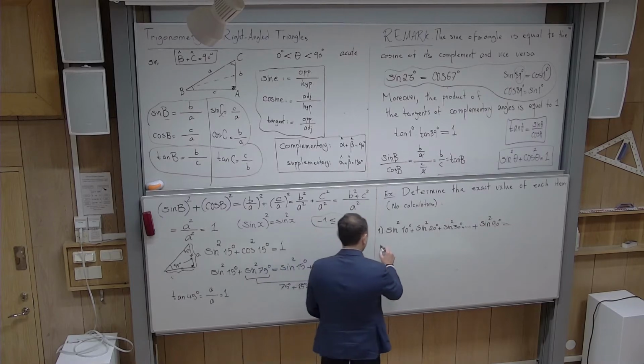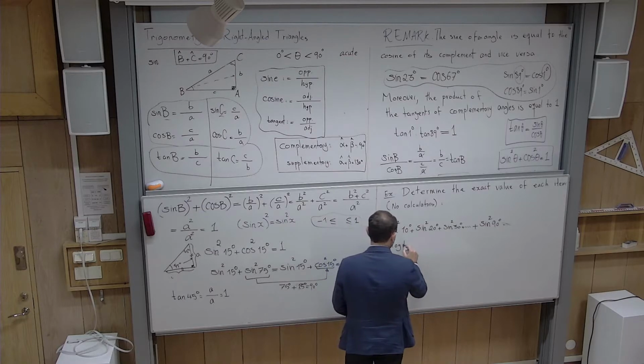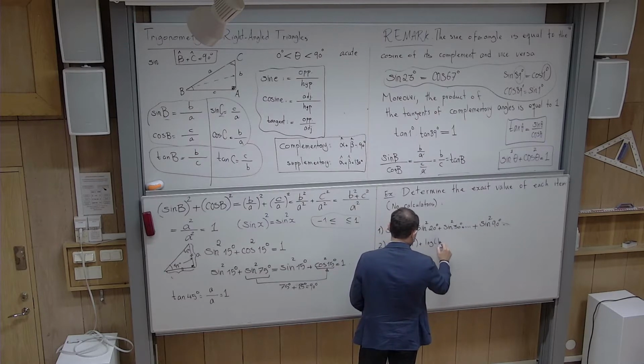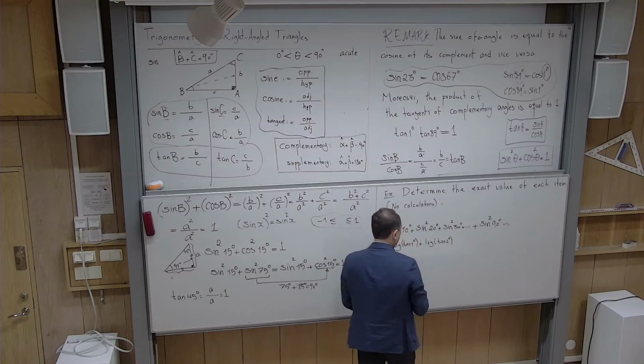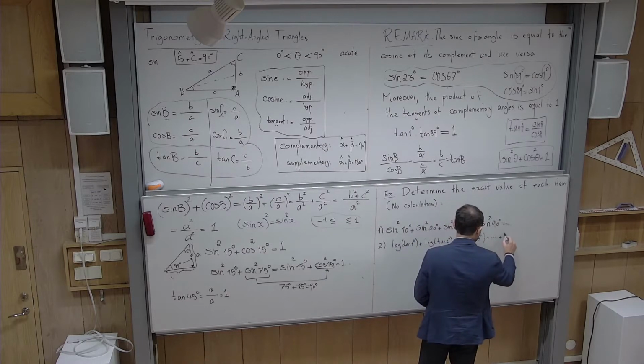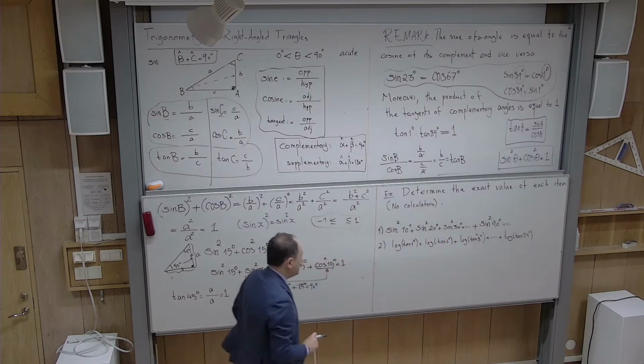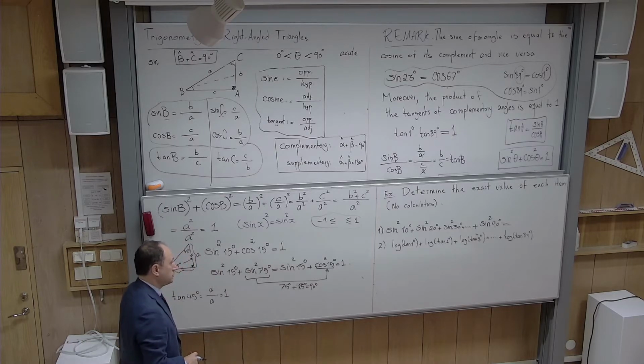And then the second one is this one. For example, let us calculate logarithm of tangent 1 degrees plus logarithm of tangent 2 degrees plus logarithm tangent 3 degrees. And then you continue this list until you reach logarithm of tangent 89 degrees. So we want to find the exact value of this combination without using a calculator.